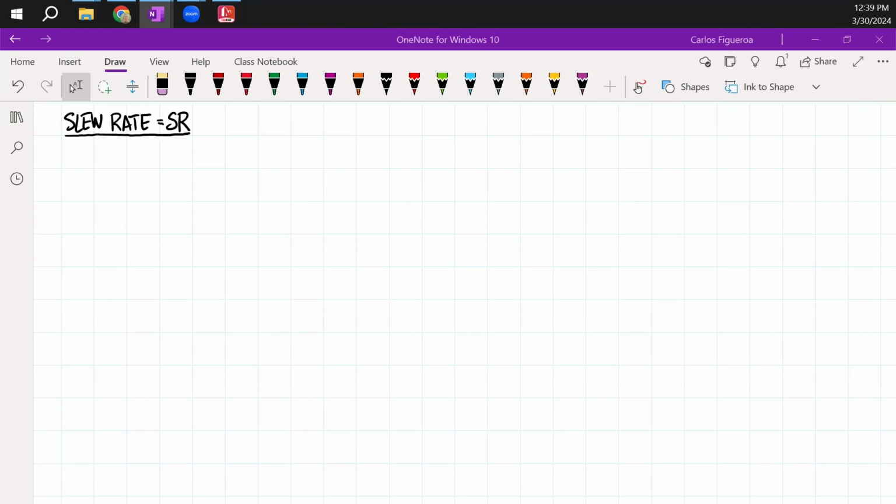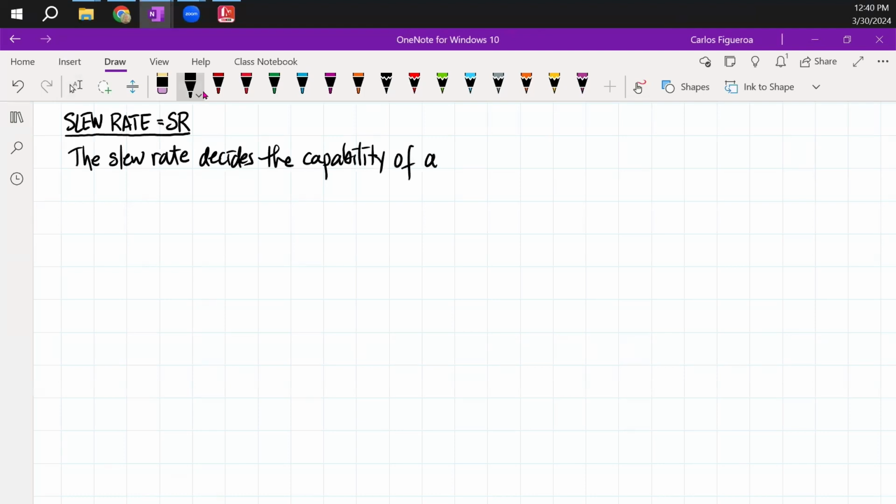Slew rate. The slew rate decides the capability of an op amp to change its output rapidly.